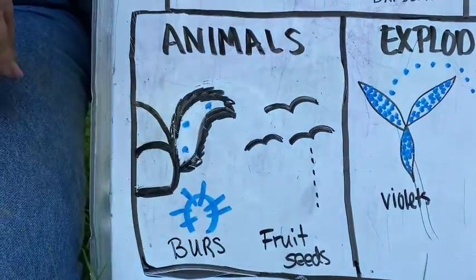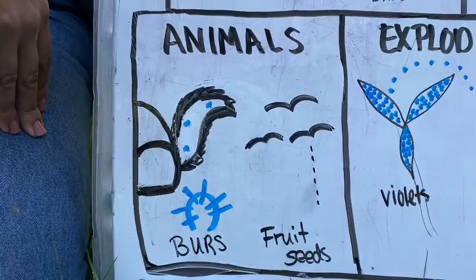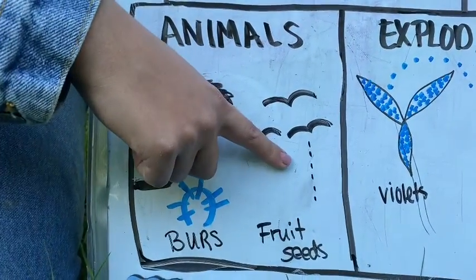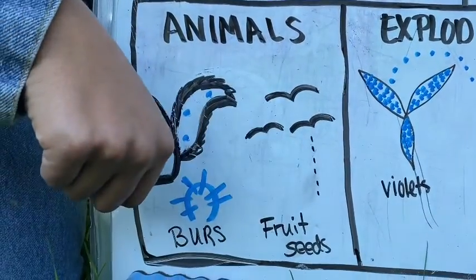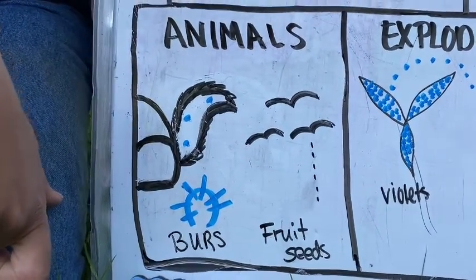And once that bird eats the berry and the seeds, what happens? It passes through the bird, and when the bird is flying, it poops out the seeds, and those seeds can get a good start far away.